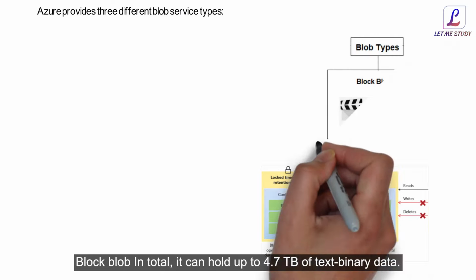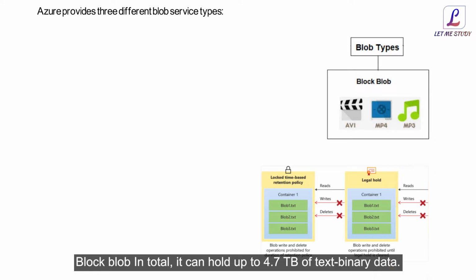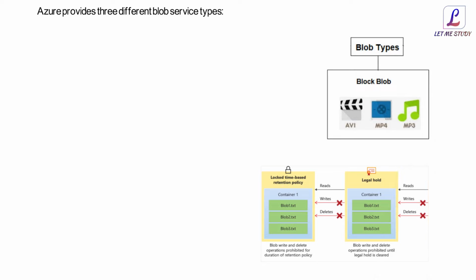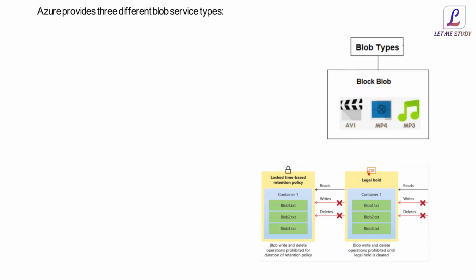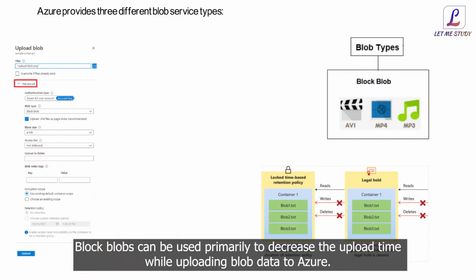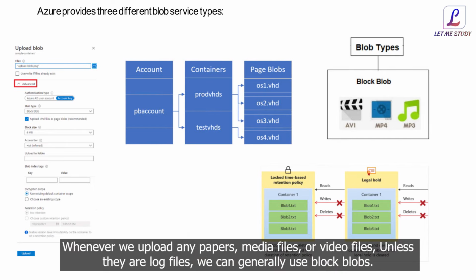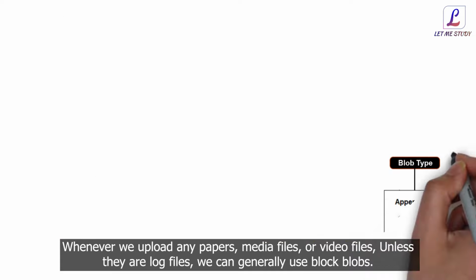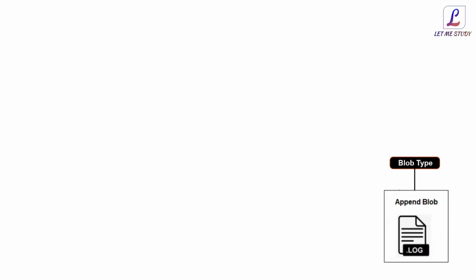Block blob, in total, can hold up to 4.7 TB of text and binary data. It is made of data blocks that can be handled separately. Block blobs can be used primarily to decrease the upload time while uploading blob data to Azure. Whenever we upload any papers, media files, or video files, unless they are log files, we can generally use block blobs.